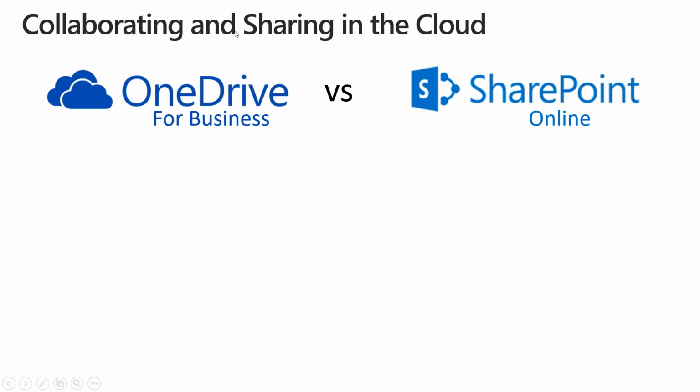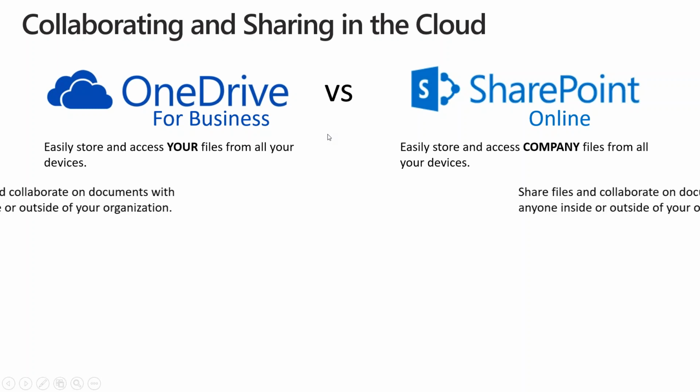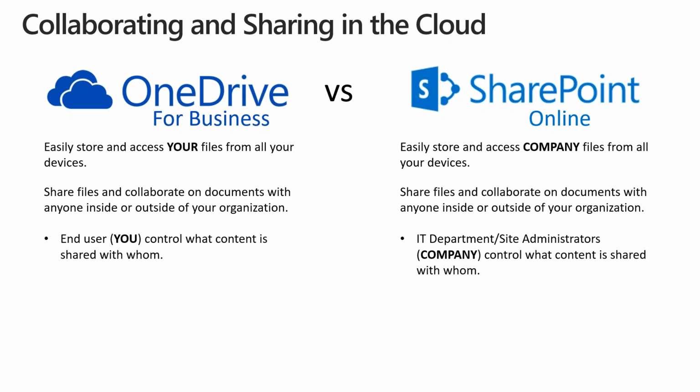So thanks. Now we have OneDrive and SharePoint. We want to talk a little bit about what the difference is there. We already talked about it in the file server area, but with OneDrive for Business, this is a place to store your files and access them easily from all your devices. SharePoint Online is a place to store company files and access them from all places. You have the ability to share and collaborate on documents, inside or outside your organization, depending on how you set those settings up within your administration center.